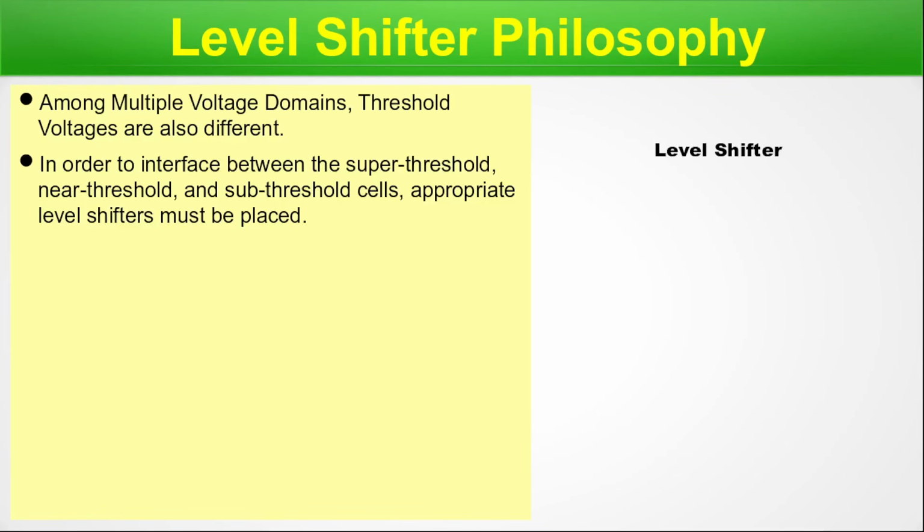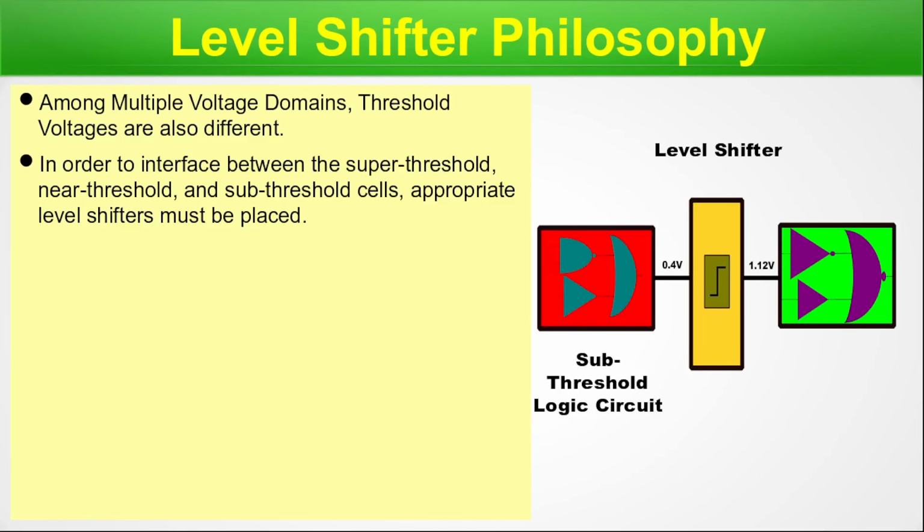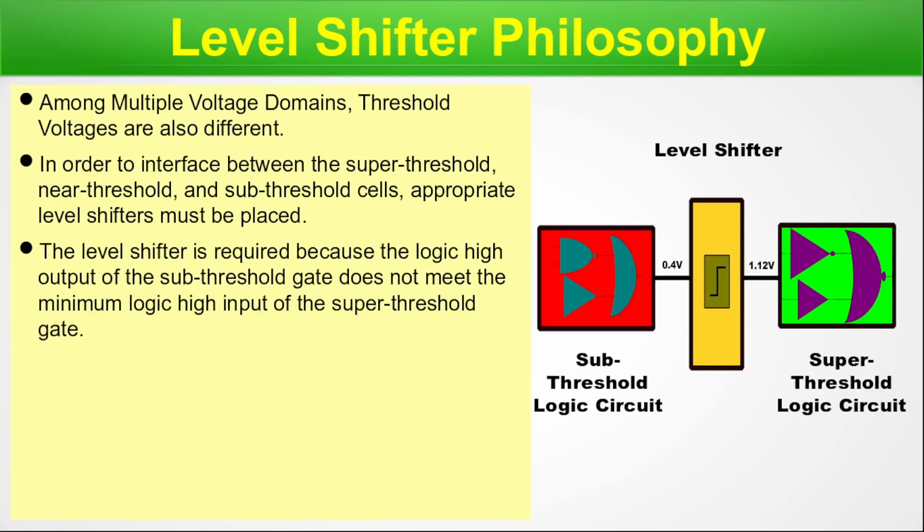Here goes our level shifter diagram. This is the sub-threshold logic circuit and this is the super-threshold logic circuit, and in between we have our level shifter. In between you can see 0.4 volt and 1.12 volt, the voltages with reference to which the signal propagates, also marked in the diagram. The level shifter is required because the logic high output of the sub-threshold gate does not meet the minimum logic high input of the super-threshold gate.